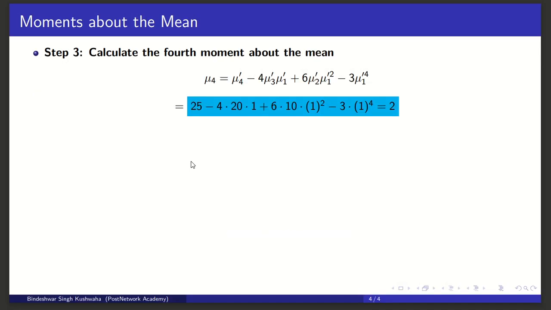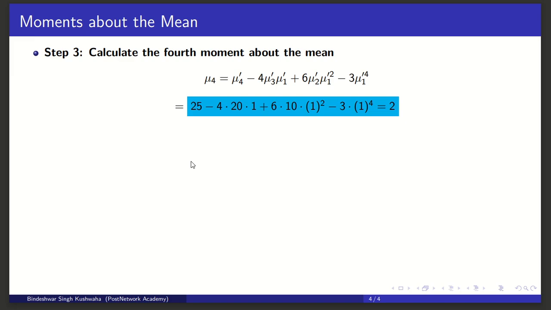Now let us find out mu 4. So mu 4 is equal to mu prime 4 minus 4 mu prime 3 mu 1 plus 6 mu 2 prime mu 1 prime square minus 3 mu prime 1 raise 4, and if you plug all the values, so you will get 2. So we have calculated mu 2, mu 3 and mu 4.